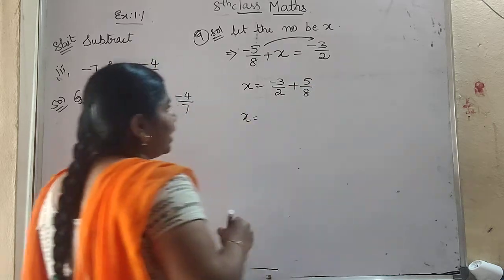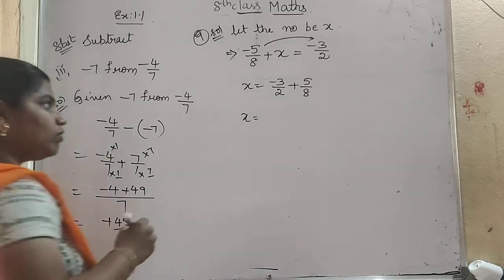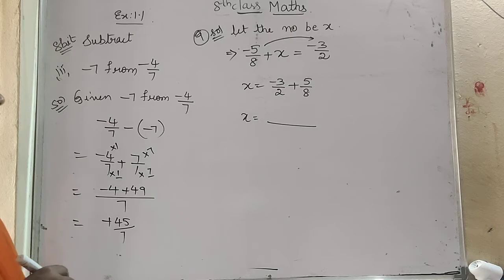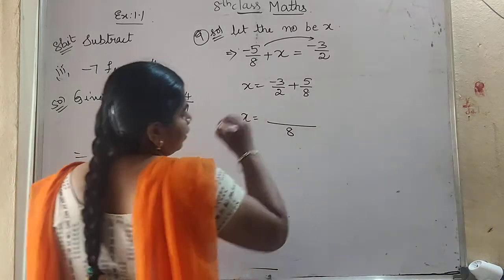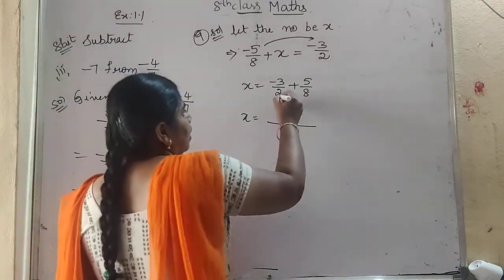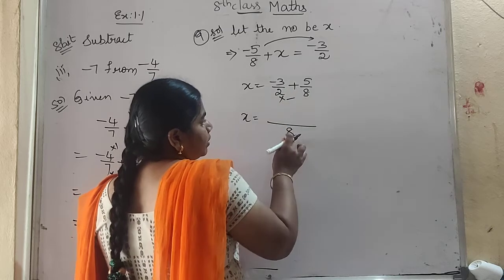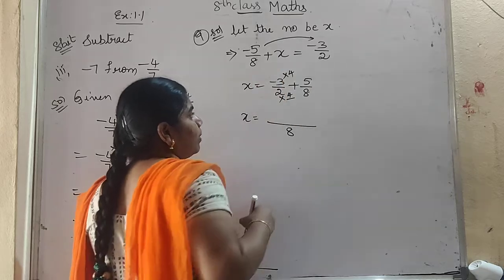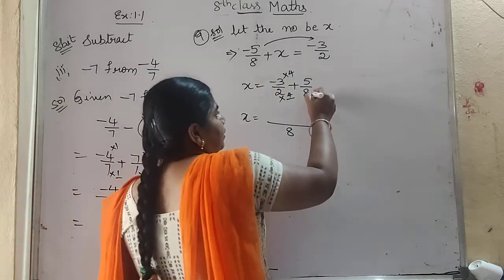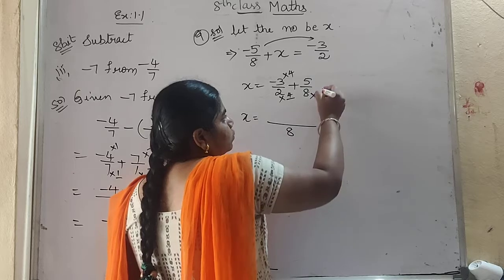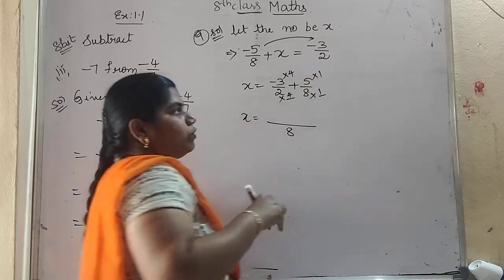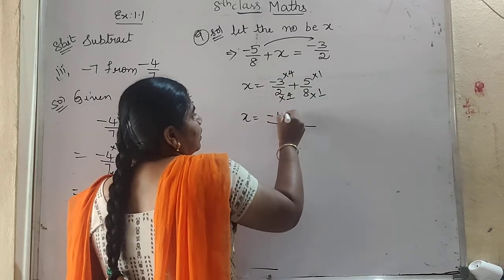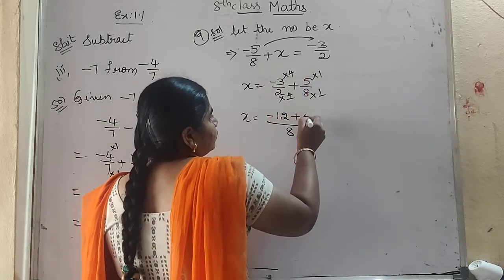So 2 and 8 LCM will be 8 itself. Okay, so for 2, how many times you will multiply to get 8? That is 2 4 times will be 8. Same 4 we have to multiply in numerator. 8 how many times will be equals to 8? That is 1 time. So same 1 we have to multiply in numerator. So minus 3 4s is 12 plus 5 1 times is 5.